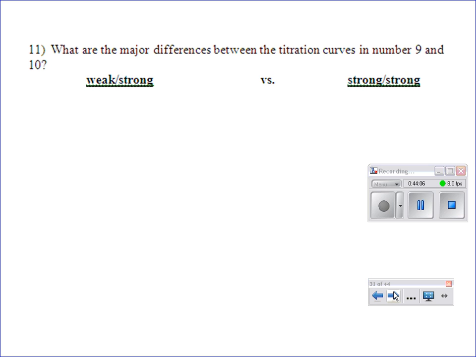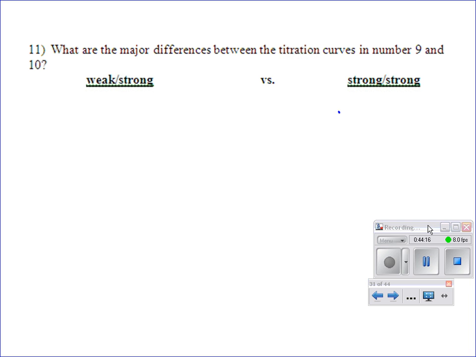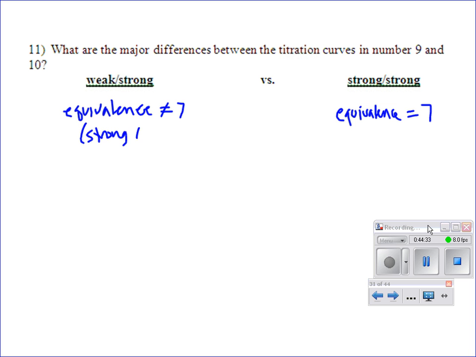Last thing, let's just make our list. In conclusion, this is where we wrap it up: weak, strong versus strong, strong. Let's list some strong, strong characteristics of graphs. Equivalence point is 7. Therefore, over here, not 7. So if you have a strong acid, what's the equivalence point? Strong base, greater than 7. Okay, that doesn't confuse people the way I wrote that.